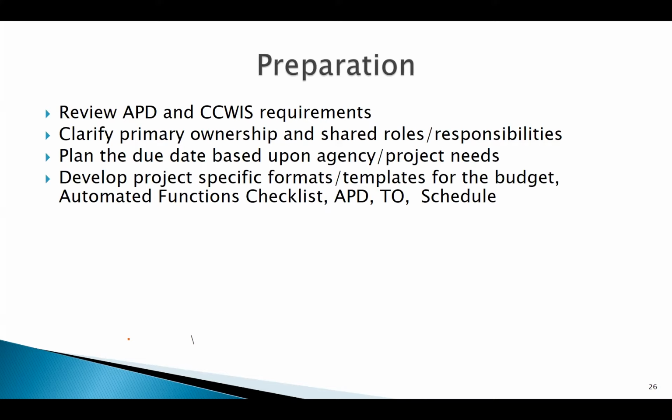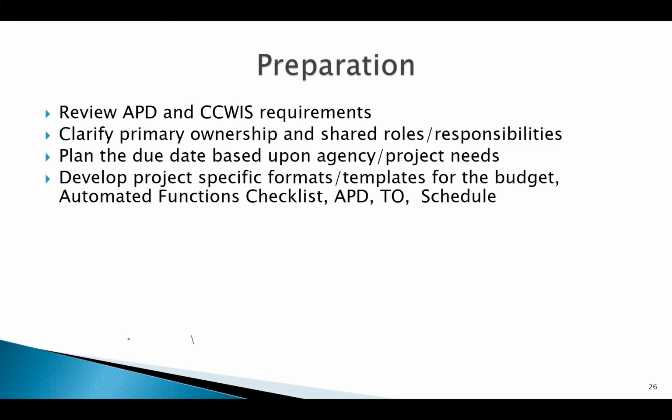It sounds really obvious to review the requirements and the CWIS requirements, but that's the first practical tip. It's always best to do that when things are not due. And if you see some weird stuff and you think, I really don't understand what this means, you should bring that up to your analyst and have conversations about that before your APD is due. I think most of you probably already do that, but if you don't, you should feel comfortable doing that.